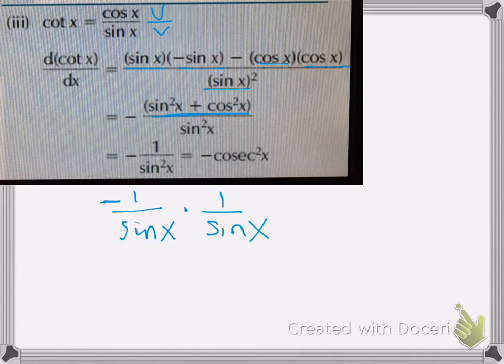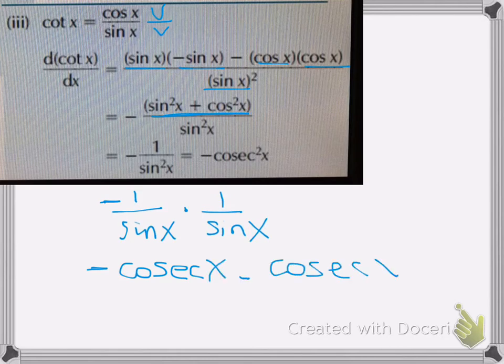Okay, next we'll look at the log tables, page 13. Cosec a is equivalent to 1 over sine a. So minus 1 over sine squared x is the same as writing minus 1 over sine x by 1 over sine x. So again, 1 over sine x is the same as cosec x. So it's cosec x multiplied by cosec x, which is where they're getting minus cosec squared x. Okay.